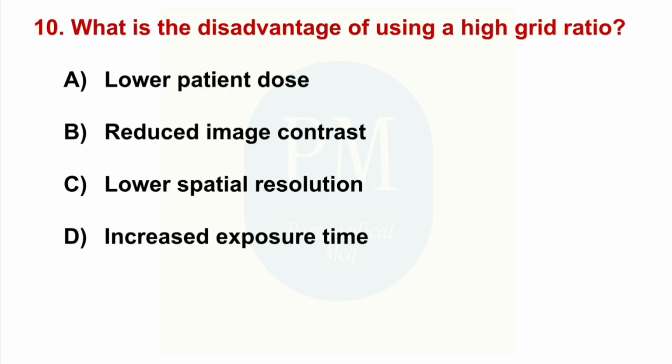What is the disadvantage of using a high grid ratio? Option A, lower patient dose. Option B, reduced image contrast. Option C, lower spatial resolution. Option D, increased exposure time. The correct option is option D, increased exposure time.